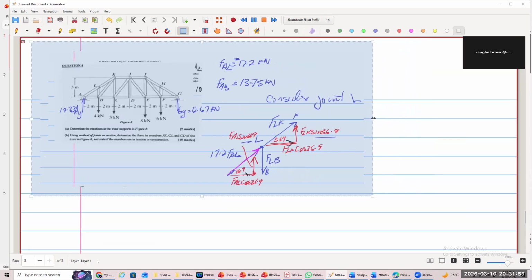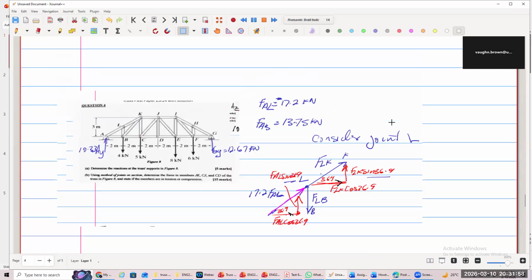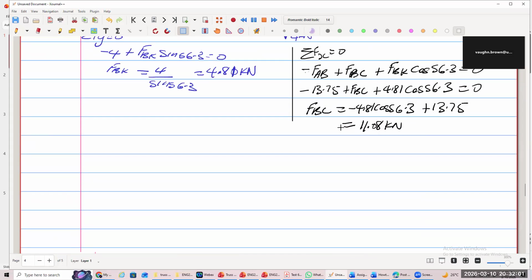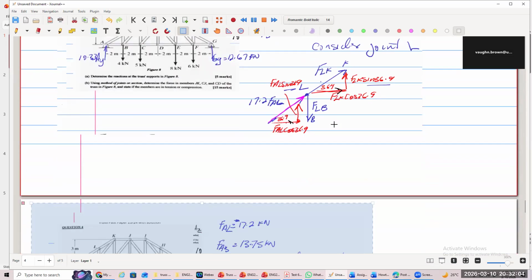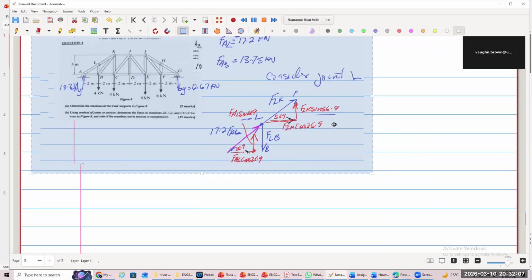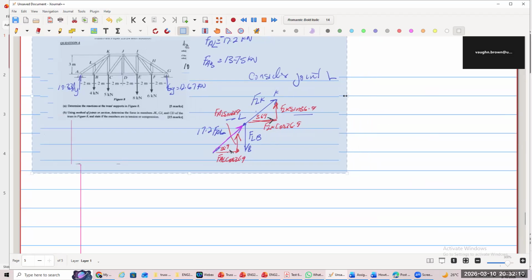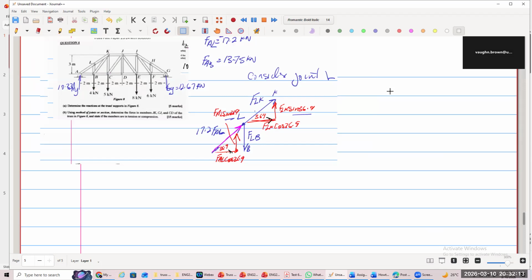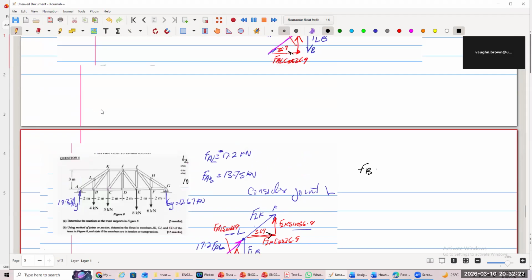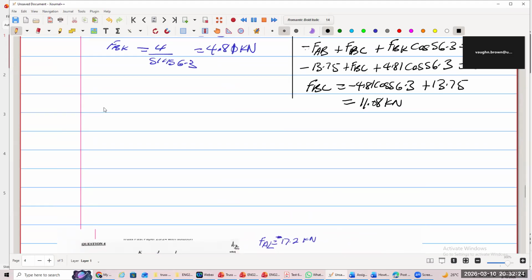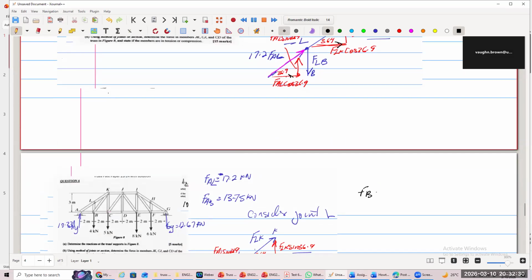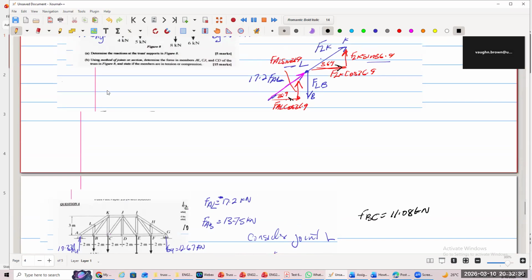The only thing I need from it is to get some information from it. The information that I need is really here: F_BC. Let's see if we can accumulate some information. F_BC, what was F_BC again? 11 something. F_BC is 11.08. What else did we find?